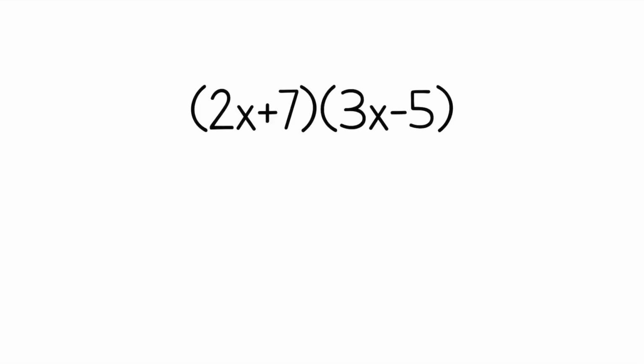How about one last practice problem? This one has slightly bigger numbers than the one before. Try this one without me first. Pause the video right now before I give my answer. Alright, are you ready? First we'll start with F for first, so we'll multiply the first term from each one together. 2x times 3x is 6x squared.